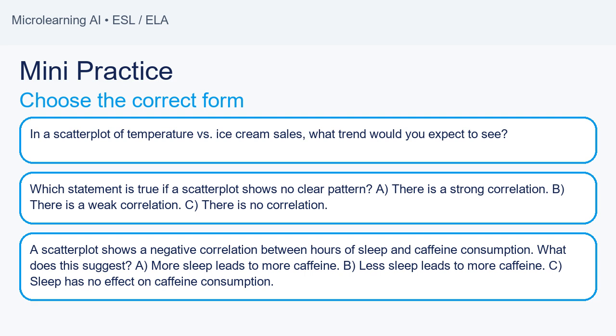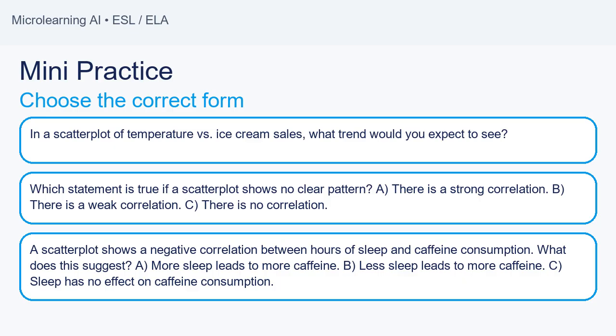2. Which statement is true if a scatterplot shows no clear pattern? A. There is a strong correlation. B. There is a weak correlation. C. There is no correlation. Answer: C.